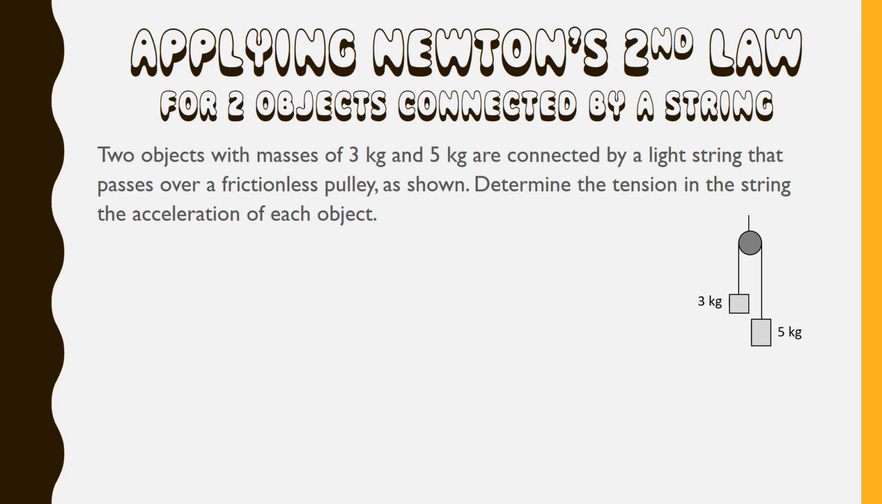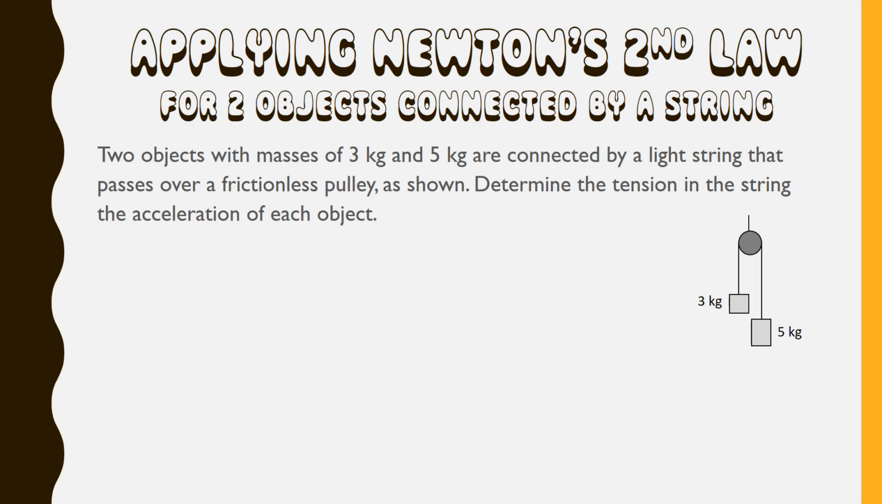Another common problem in which we'll apply Newton's second law is something called an Atwood's machine. In an Atwood's machine, we'll have at least two objects connected by a string, and there's typically a pulley in our system, and the pulley serves to just change the direction of the string without changing the tension. In this problem that we'll look at in this video, we have two objects with masses of 3 and 5 kilograms, and they're connected by a string that passes over a frictionless pulley.